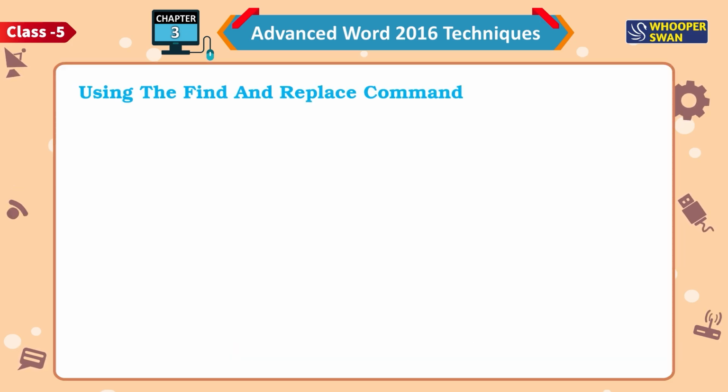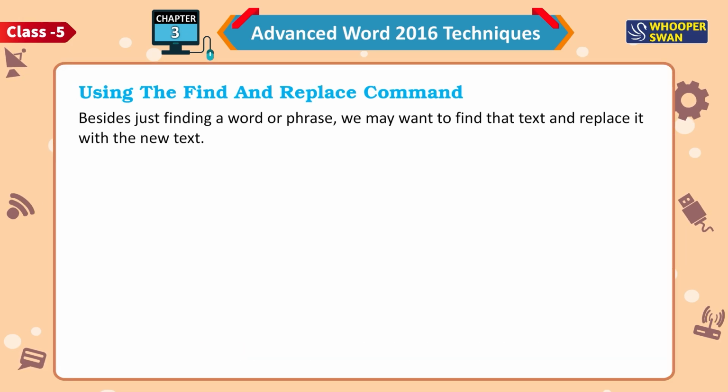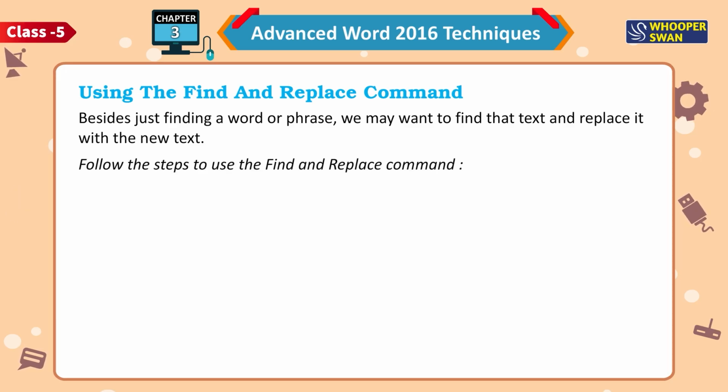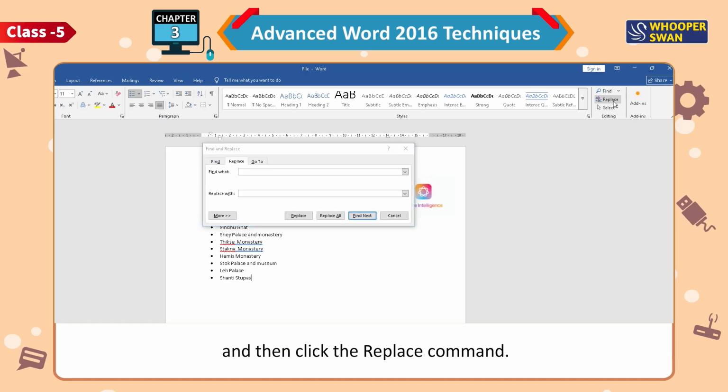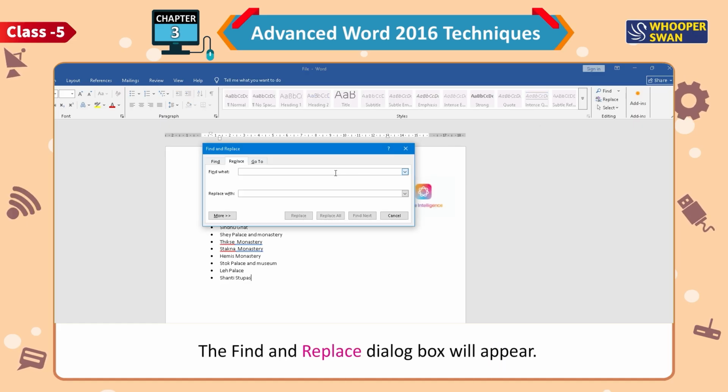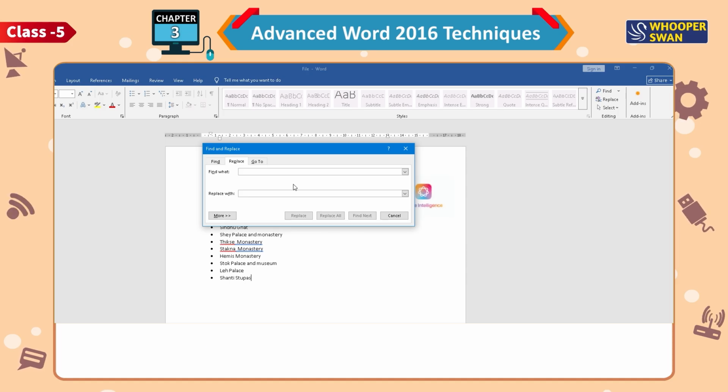Using the Find and Replace command. Besides just finding a word or phrase, we may want to find that text and replace it with the new text. Follow the steps to use the Find and Replace command. Step 1. Click the Home tab and then click the Editing icon and then click the Replace command. The Find and Replace dialog box will appear.